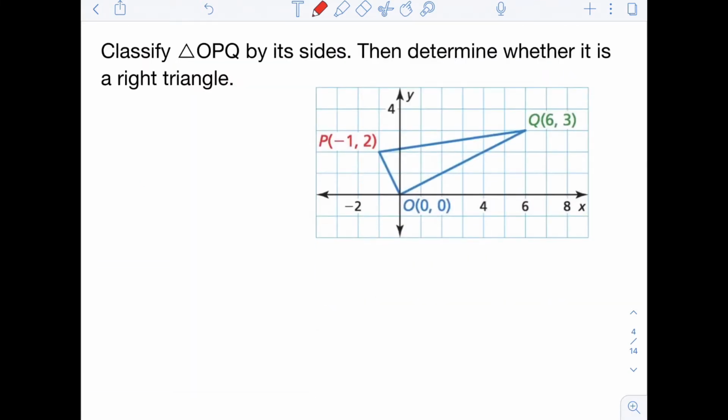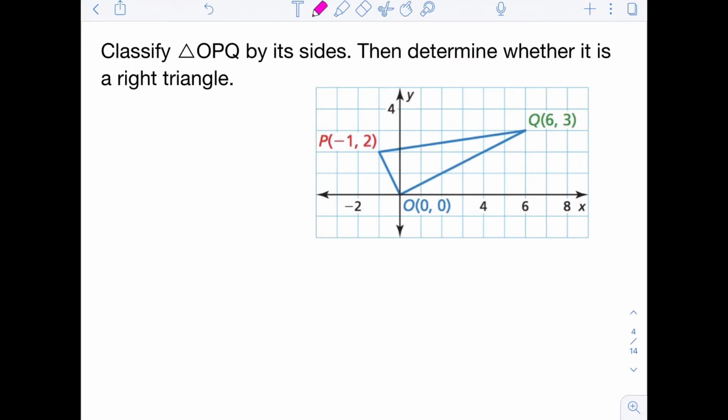This problem is more focused on the sides of the triangle. It says classify triangle OPQ by its sides, then determine whether it's a right triangle. Just remember that you can't assume that it's a right triangle. You have to demonstrate it.